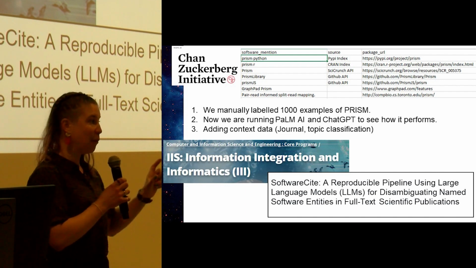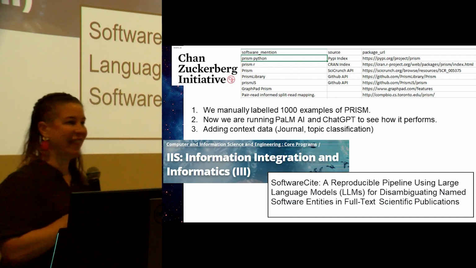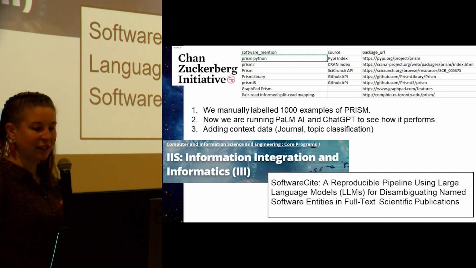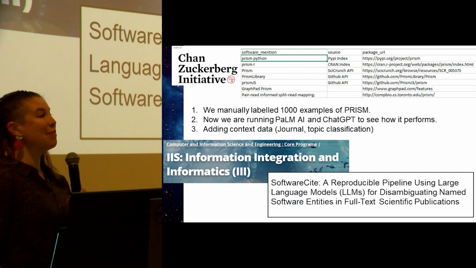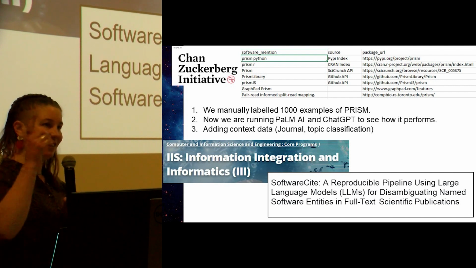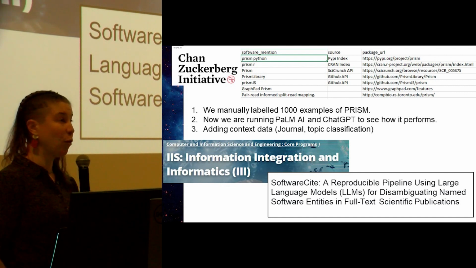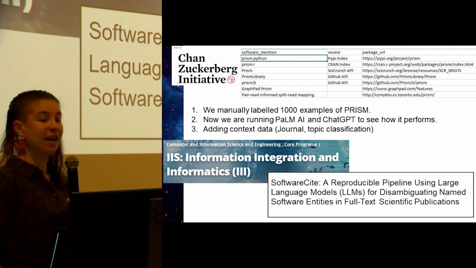We should do this with a little more specificity for software that falls outside of those sort of conventional, well-structured ontologies. So far we have manually labeled 1,000 examples of PRISM. We need an army of undergrads to help us, so no any undergrads. Now we're running these through Palm AI to see how that performs, and we're adding context data from OpenAlex and Semantic Scholar on journal and topic classification.